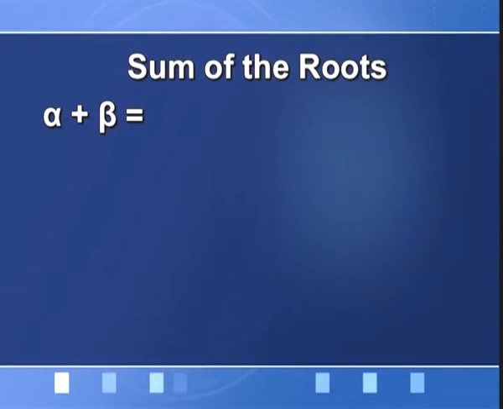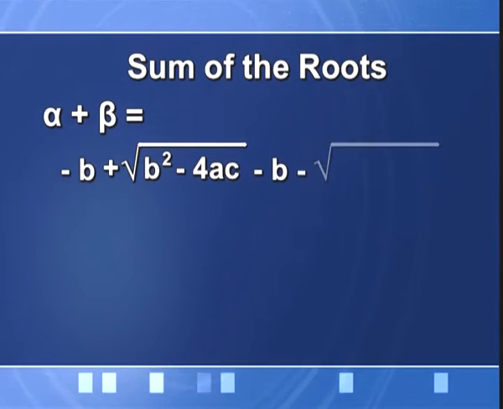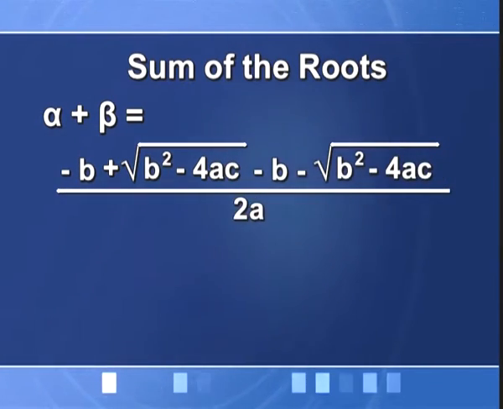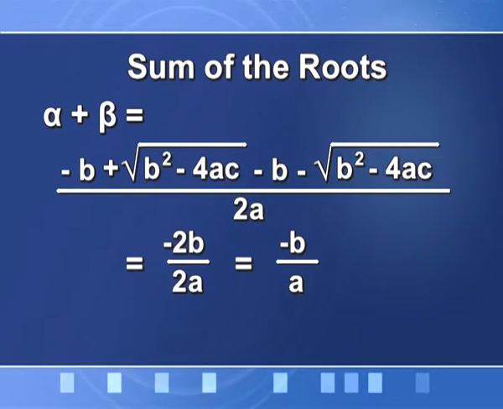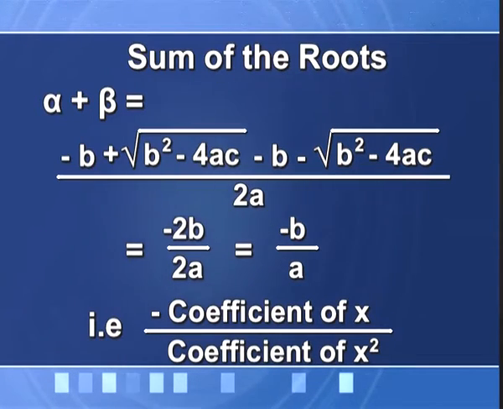What will happen in case I add alpha and beta? Alpha plus beta gives me negative b plus under root b square minus 4ac, minus b minus under root of b square minus 4ac, over 2a, which gives me negative b over a. What is b? b is the coefficient of x. What is a? The coefficient of x square. So, the sum of the roots is negative the coefficient of x divided by the coefficient of x square. So, this is what the sum of the roots of the equation gives.